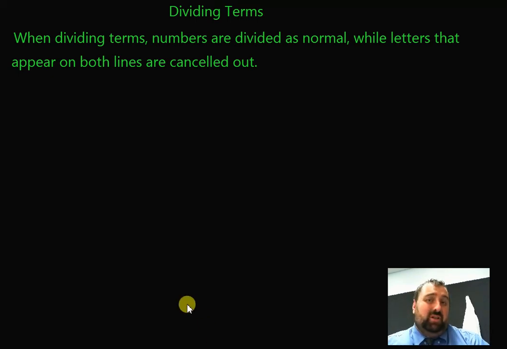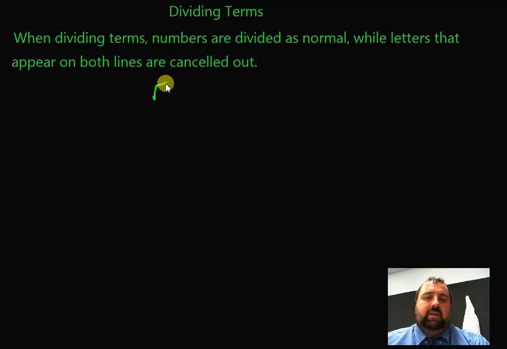So after multiplying terms, the next step, of course, has to be dividing terms. When we're dividing terms, it's actually pretty simple. Same as multiplication, I guess. These ones are rather simple. The idea is that the numbers we divide as per normal, okay? And then if there's any letters that appear on the top and the bottom, they can cancel each other out.